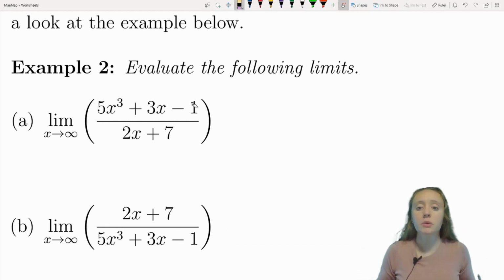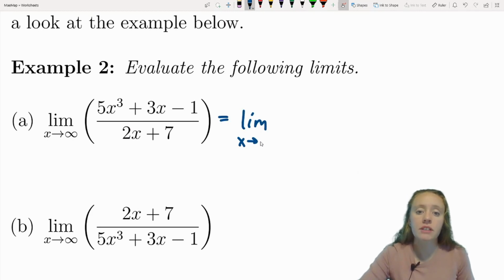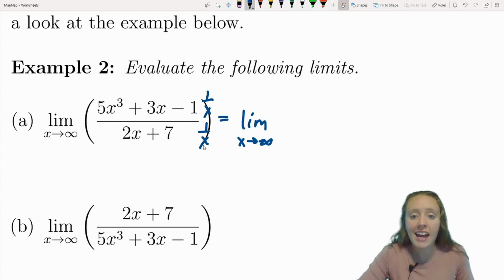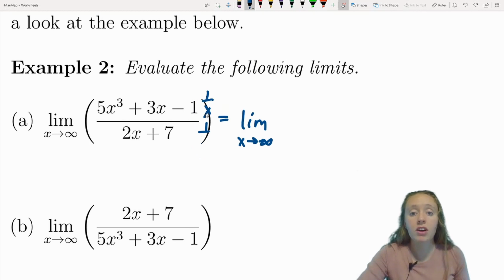So what we're going to do is we're going to divide everything by the highest degree in the denominator. So if we're looking at our denominator, what's our highest degree? Our highest degree is x to the first. So we're going to take the limit as x approaches infinity of, think about dividing everything by x. That's like multiplying the numerator by 1 over x and the denominator by 1 over x. If we multiply by 1 over x all over 1 over x, that's multiplying by 1, so we're not changing the value of this limit at all. We're just manipulating it so that we can solve it.